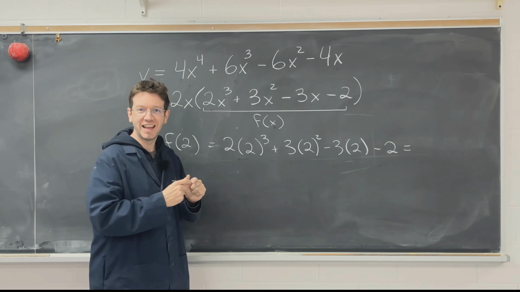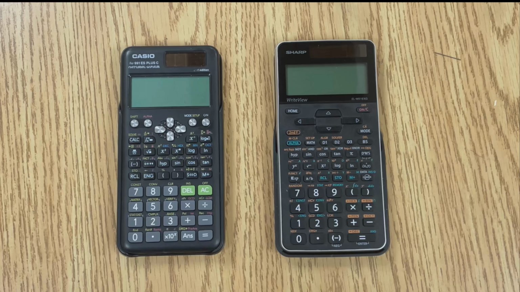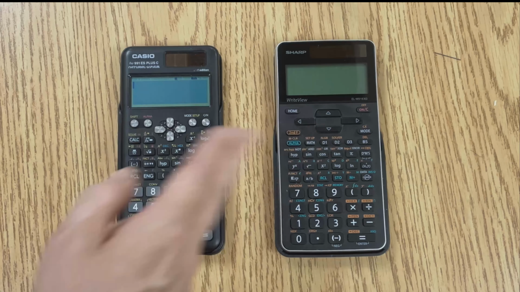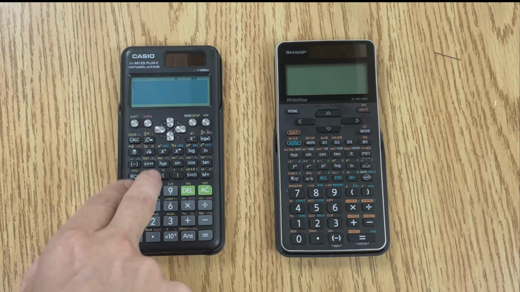So let's just switch and check our calculators. What I'm going to show you on the calculators is how to check for all different possible factors of our function all at once without having to go over it again and again and again. I'll do it on the Casio and the Sharp because I know students have both.